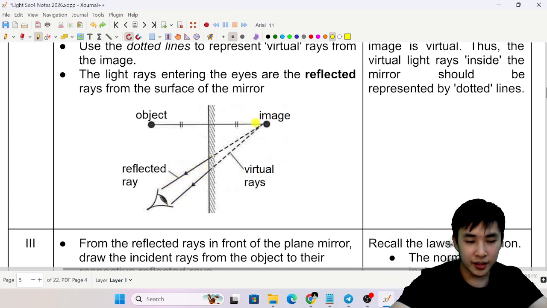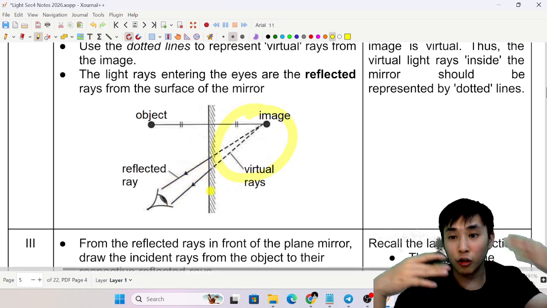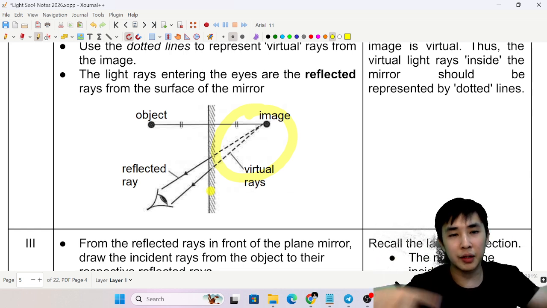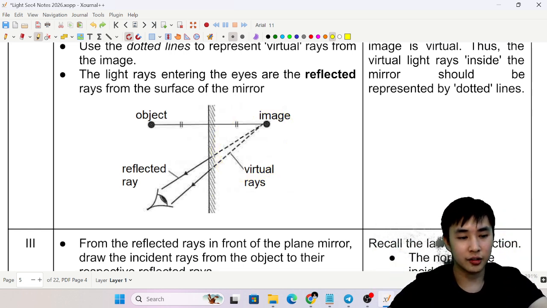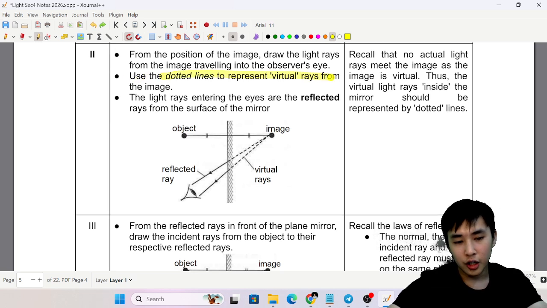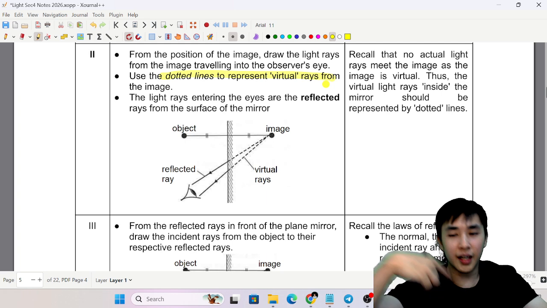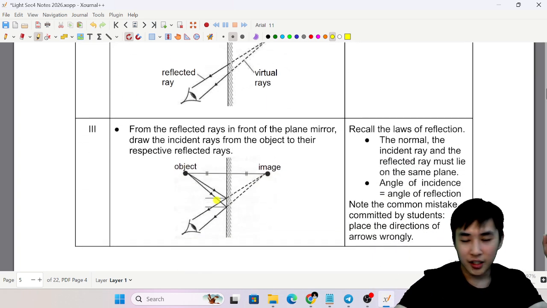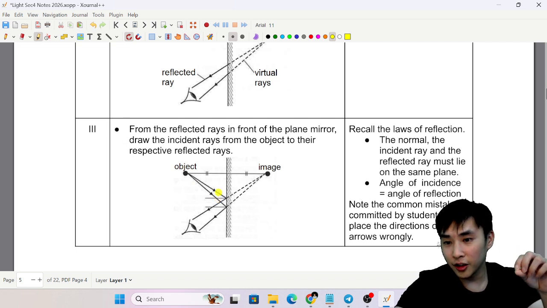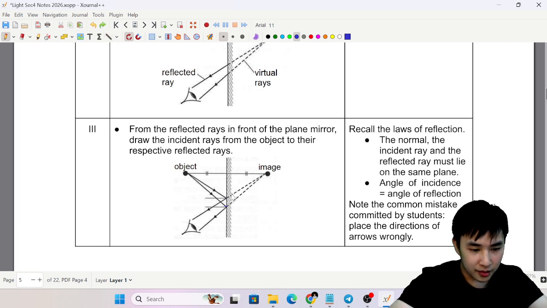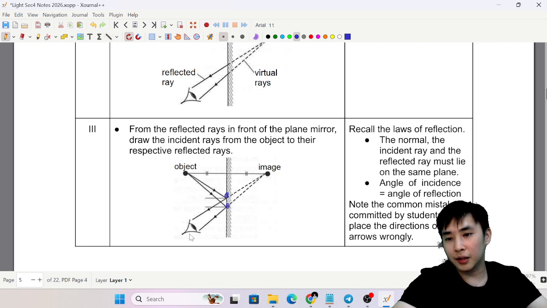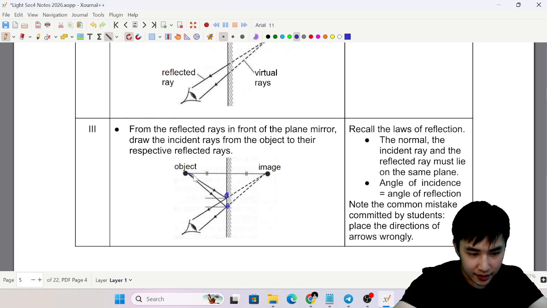However, in this region, these rays are not real. They're actually virtual rays, drawn just to get our working. That's why you draw them as a dotted line. That's written here: make sure you use dotted lines to represent the virtual rays. Then after that, make sure you sketch your final incident rays. Remember that the light ray actually comes from the object to these 2 points, here and here, before they bounce into your eye. So similarly, you go from the object and sketch these lines here.